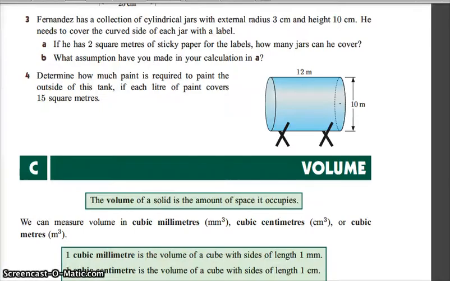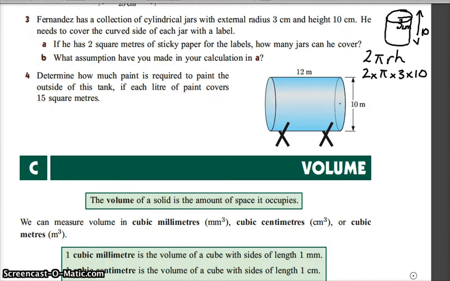Okay, so there's cylindrical jars, so we know it's a cylinder of jars with external radius 3 centimetres, and a height of 10. Okay. He needs to cover the curved surface, and we know that the curved surface is 2 pi r h, yeah? Alright. We therefore know 2 times pi times 3 times 10 would give us that curved surface area, 188.5 square centimetres. So we're looking at surface area.